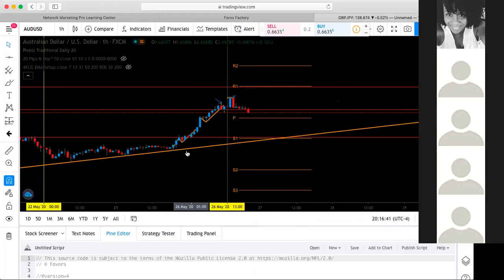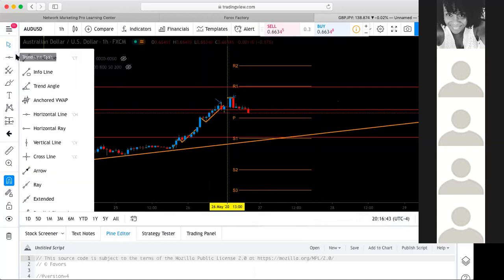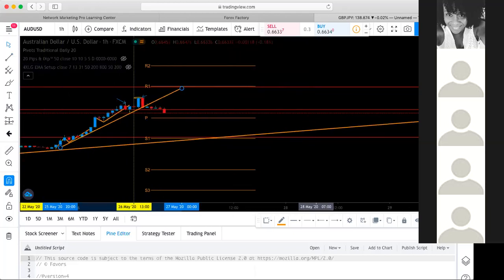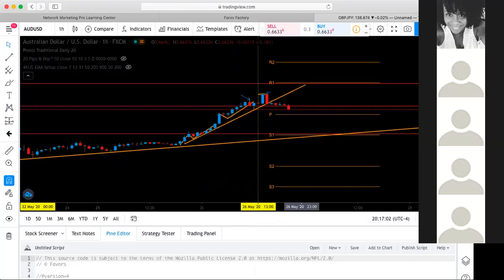What do we do? Y'all, you could pull another trend line from here to there if you wanted to, just to help you out. You see? Now why would you do that? Because that still keeps you in perspective for when you zoom in and out.